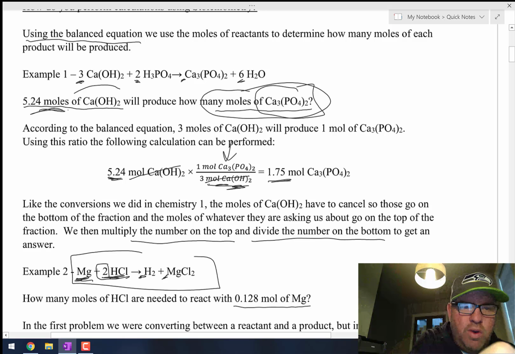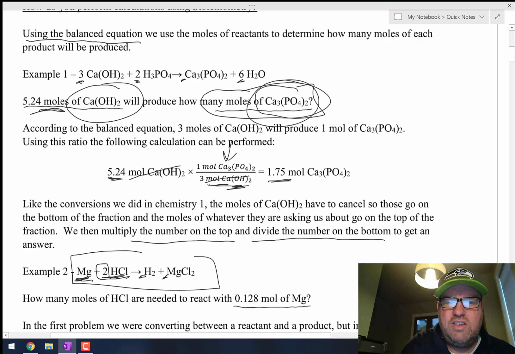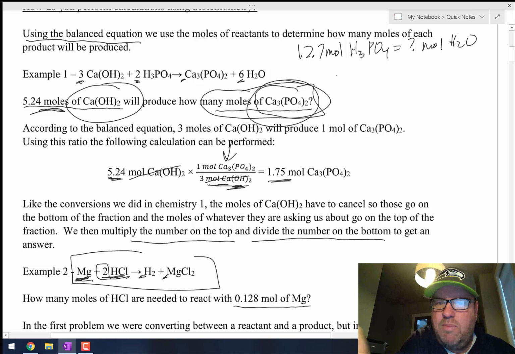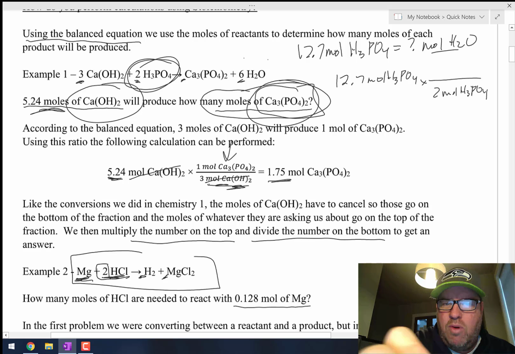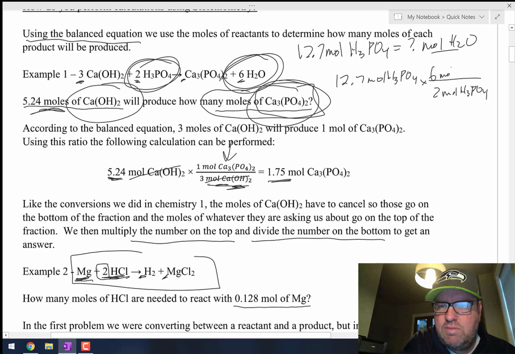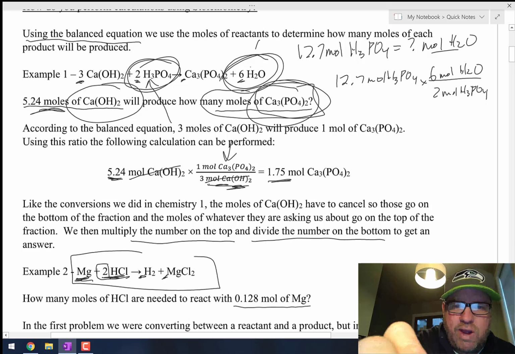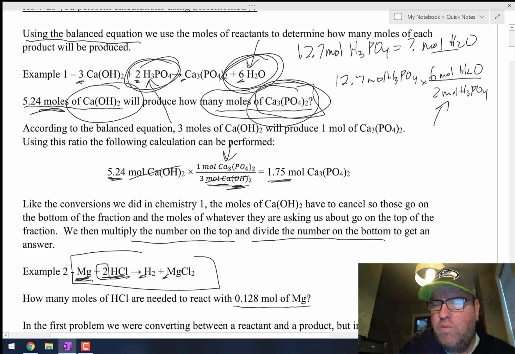For example, here we went from moles of calcium hydroxide to moles of calcium phosphate. I mean, what if I said you have 12.7 moles of H3PO4, and I wanted to know how many moles of water that made? Well, it's the same process. We would take 12.7 moles of H3PO4, and then on the bottom I would put 2 moles of H3PO4, and I'm asking you about moles of water, so on the top I would put 6 moles of water, because that's exactly what happens in this chemical equation. 2 moles of phosphoric acid makes 6 moles of water, and that's what we're representing there.